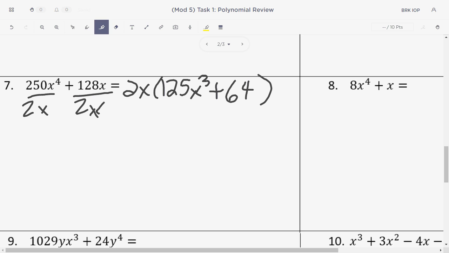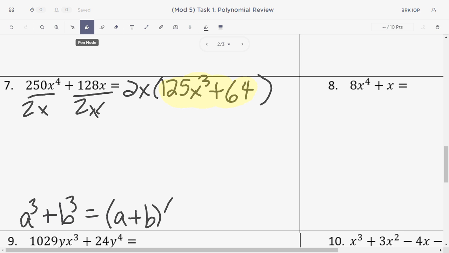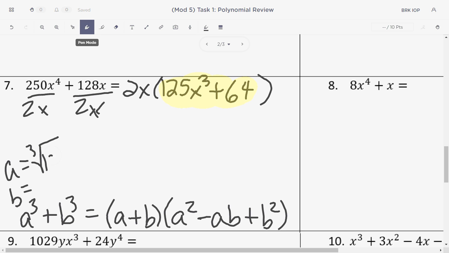Now, this time what I'm left with, this part here, this is a sum, because it's an addition of cubes, because they're both perfect cubes. You can look at the exponent on your x to see that. It's a 3, so it's not going to be a perfect square, it's going to be a perfect cube, and 125 and 64 are both perfect cubes. So I'm using this one, a squared minus ab plus b squared. And I find a and b by taking the cube root. What multiplied by itself 3 times gives me 125? What multiplied by itself 3 times gives me 64?